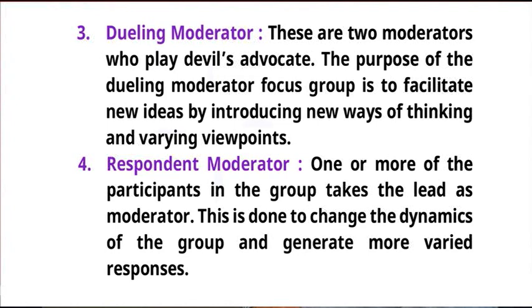Respondent moderator. One or more of the participants in the group takes the lead as moderator. This is done to change the dynamics of the group and generate more varied responses. Sometimes if there is an effect of the moderator, where the moderator is working as an extraneous variable, then one of the group member respondents may become the moderator. So, one of the group will be the moderator and he will start the discussion and collect the data.